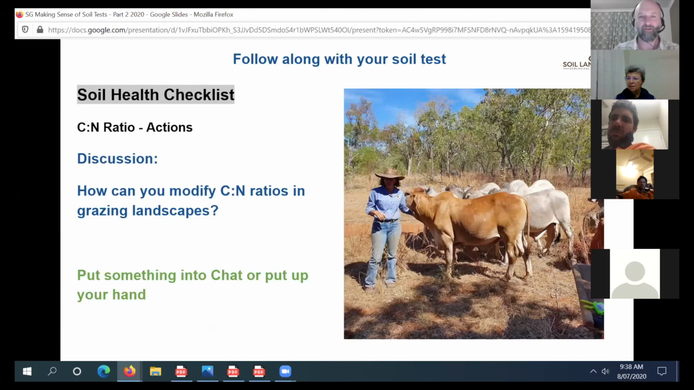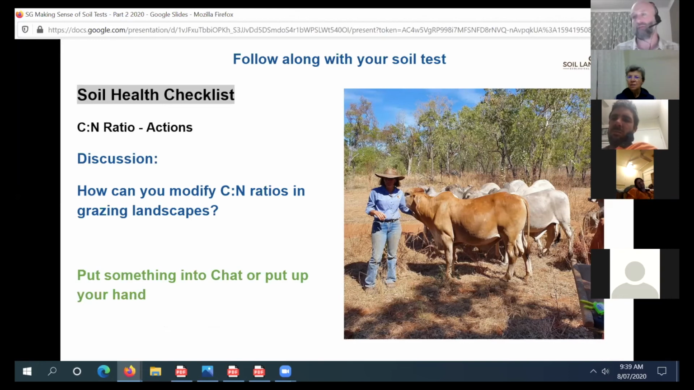Okay, so that's the C to N ratio. How do you modify it? Well, in grazing landscapes, get some legumes in if you can. That's where bringing in some legume content, Desmanthus, the stylos, whatever is appropriate. And graze grasses at the right stage of growth so they don't over-lignify. They're the two key things.